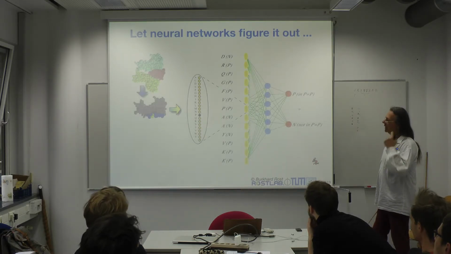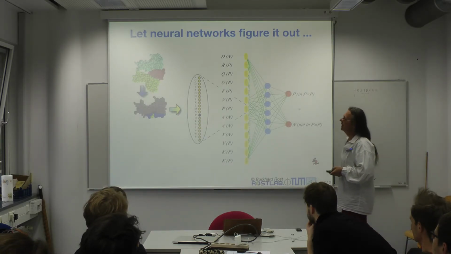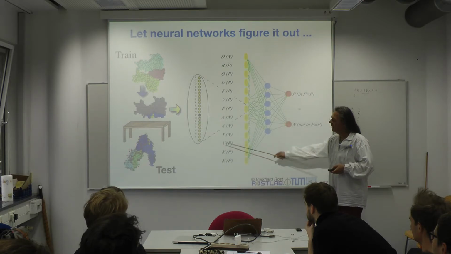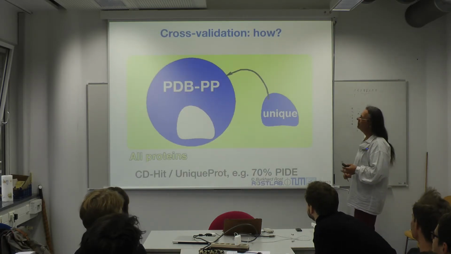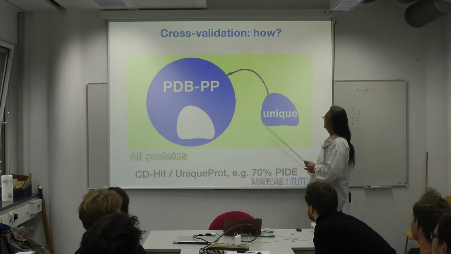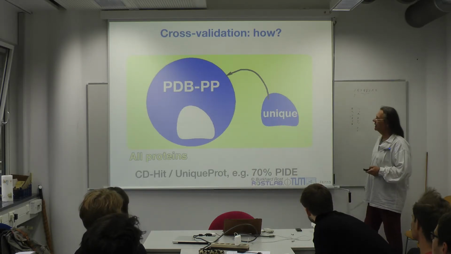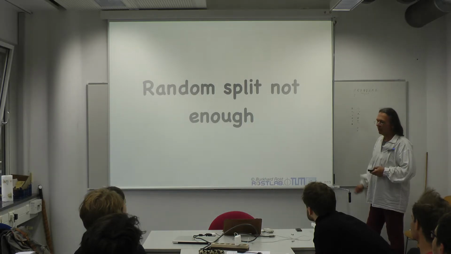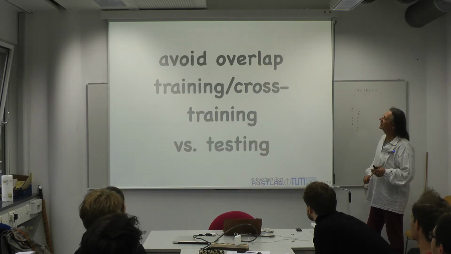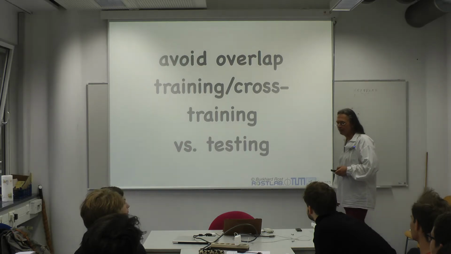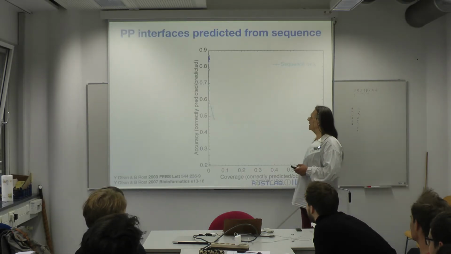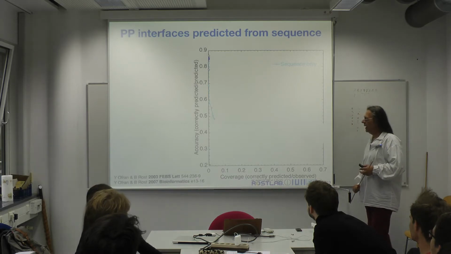So in order to see how well it does, of course we have to do cross-validation. So we have to sort of hide some proteins in our test set under the table. We have to take the PDB, protein-protein interaction parts, and take a unique sequence subset out. We cannot do a random split. We have to use every single case. We have to avoid overlap between training, cross-training, and testing. And then we essentially can plot it.